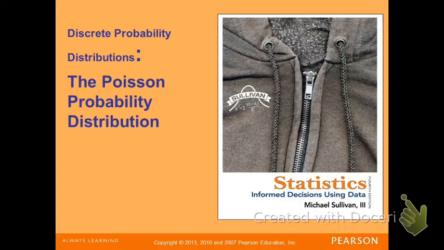Welcome back. Today I'd like to talk about the Poisson probability distribution. Last class we learned, how can you tell if a random variable x is a binomial random variable? And today, how can you tell if a random variable x is a Poisson random variable? Okay, let's take a look.